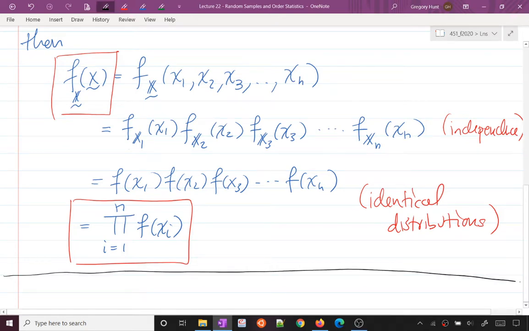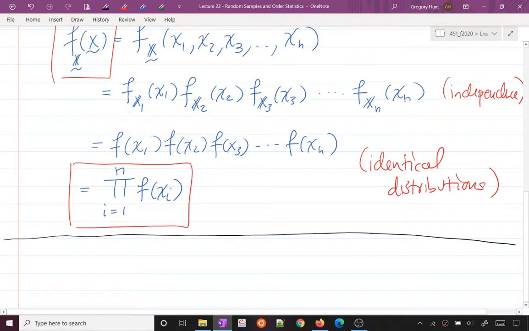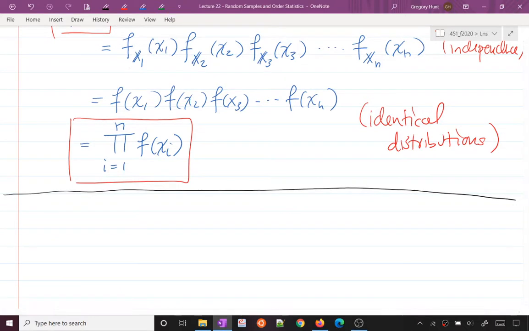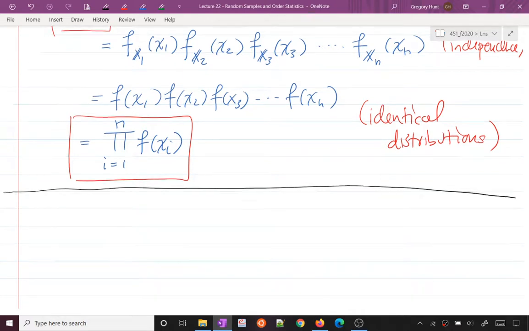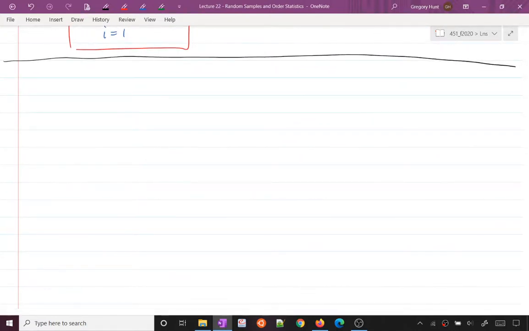Cool. So let's go one step further. Typically what we do with a random sample is we use it to calculate a statistic. This is what you do in a statistics class: you collect a random sample, and then you use it to calculate a statistic to inform you about something in which you're interested. So let's give a definition of what a statistic is.